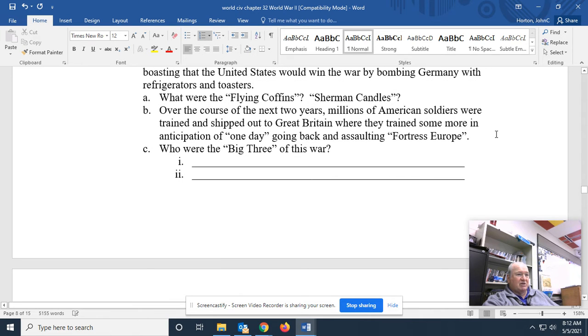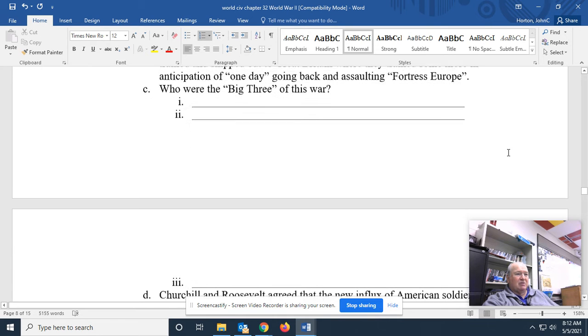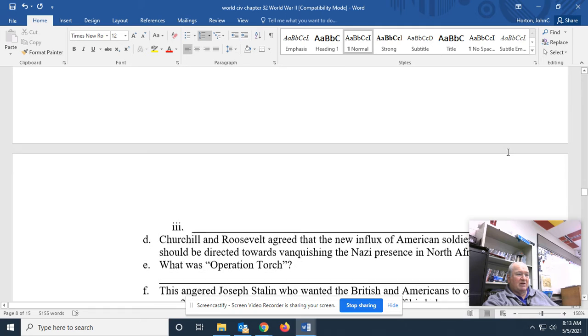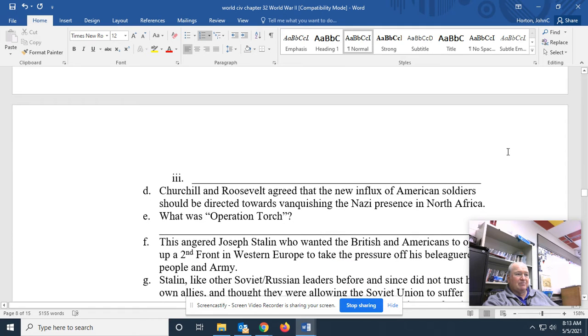So, over the course of the next 2 years, millions of American soldiers were trained and shipped out to Great Britain, where they trained some more in anticipation of one day going back and assaulting what was called Fortress Europe. The big three of this war, this, for example, will be a question on your final exam. Who were they? There was Joseph Stalin of the Soviet Union. There was Winston Churchill of Great Britain, the Prime Minister, and there was Franklin Delano Roosevelt of the United States.